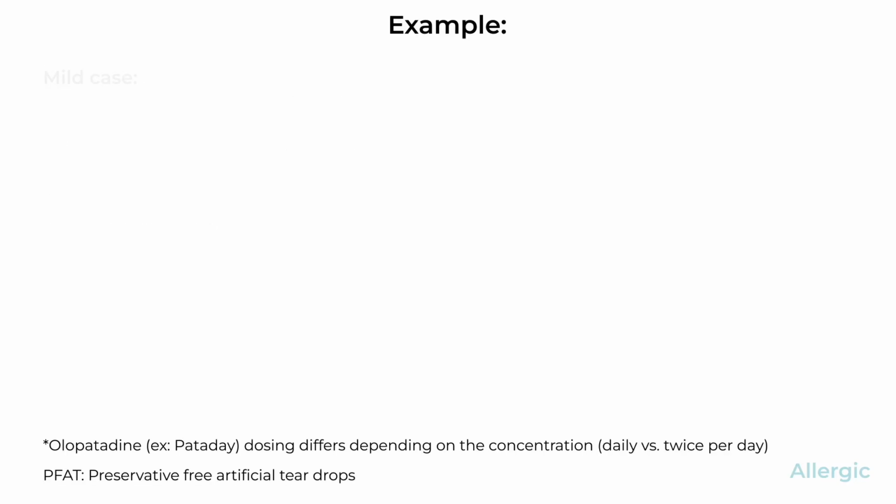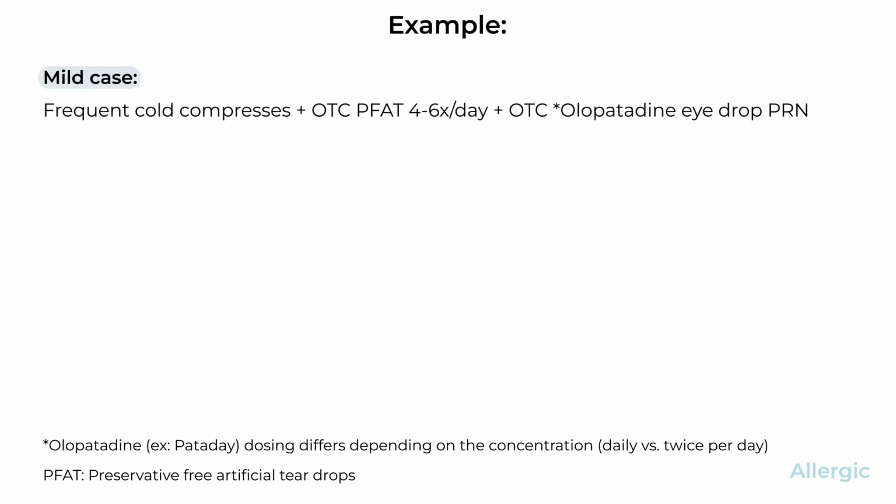Let's say a patient has a mild case of allergic conjunctivitis. They could use frequent cold compresses, over the counter, preservative-free, artificial tear eye drops at least 4 to 6 times a day. They can increase as needed. And remember the tip, lubricating drops can go in the refrigerator to cool for comfort. And they could use olopatadine eye drop as needed.